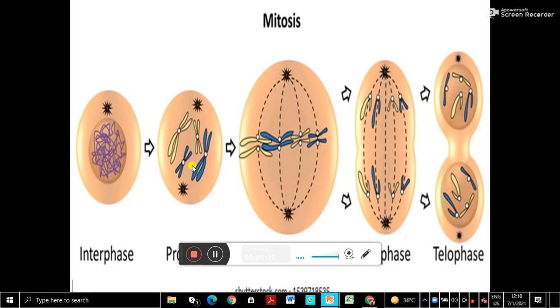Prophase is the first phase. It is the beginning of cell division. Each chromosome, as I have shown you earlier, is divided into 2 chromosomes. So these are the sister chromatids. We are taking the minimum number of chromosomes, that is 4 chromosomes. You can draw 2 chromosomes also.